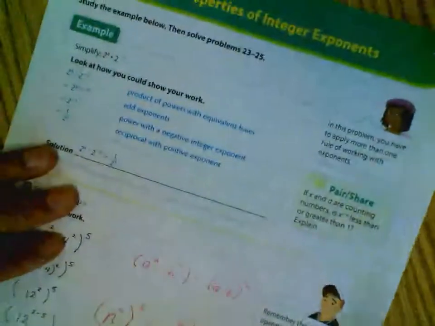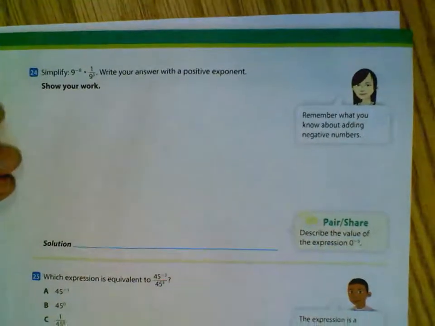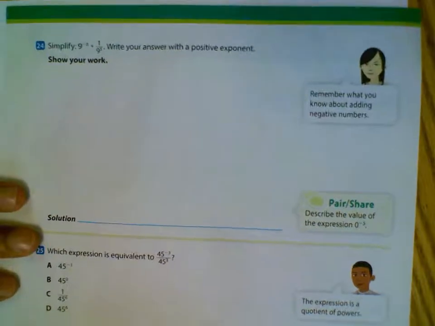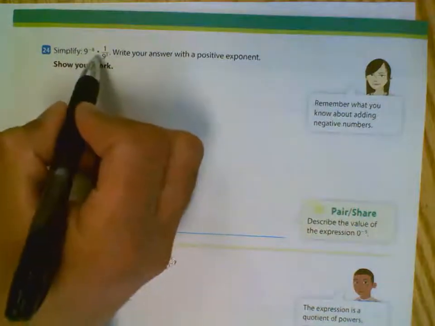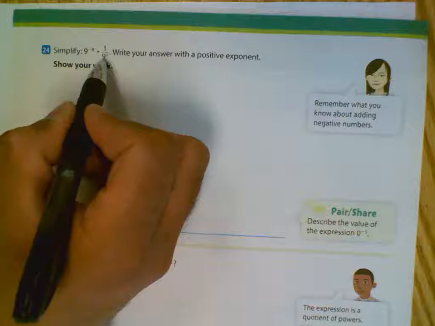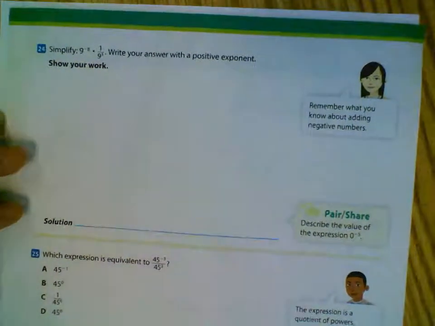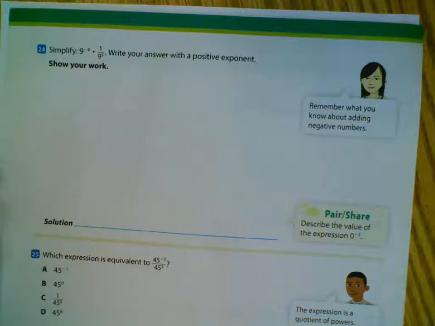So move to page number 9. They're asking me to simplify the following problem. Okay? Simplify 9 to the negative 8th times 1 over 9 to the 3rd power. Write your answer with a positive exponent. Okay? Write your answer with a positive exponent.